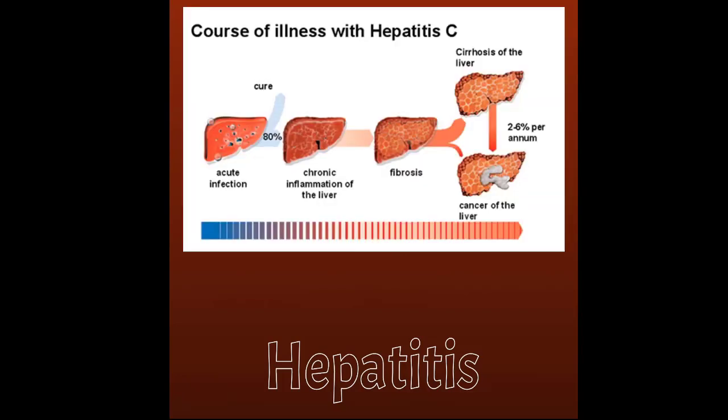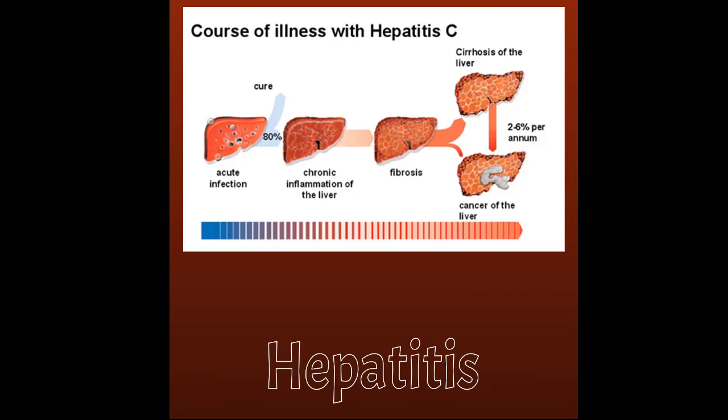Now, we're concerned about hepatitis C and that chronic infection because that chronic infection causes the liver to become damaged. And as it becomes damaged, it's going to try to heal itself. But as it tries to heal itself, there is going to be some changes to the liver. We start to see fibrosis.